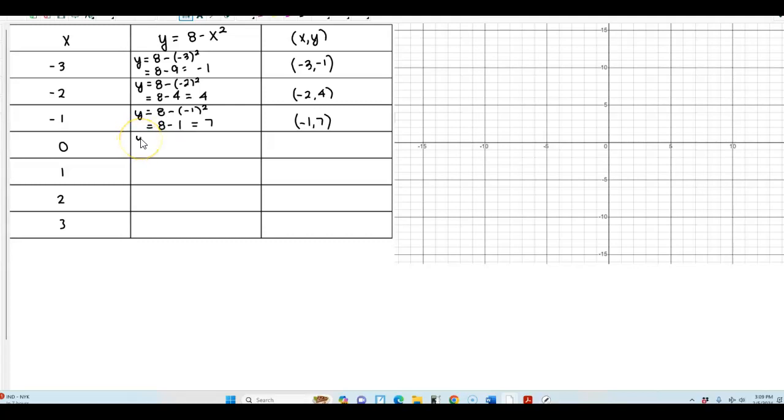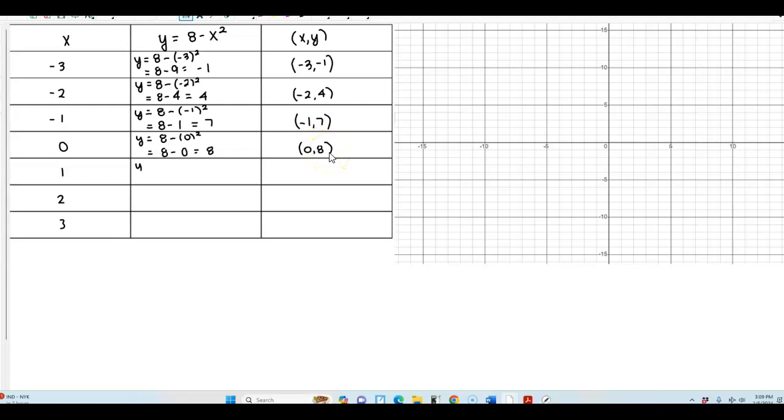Okay, next we're going to plug in the value of 0. So y is going to equal 8 minus 0 squared. Well, anything times 0 is going to give us 0, so this is going to be 8 minus 0, which is positive 8. And so therefore we have 0 comma 8.